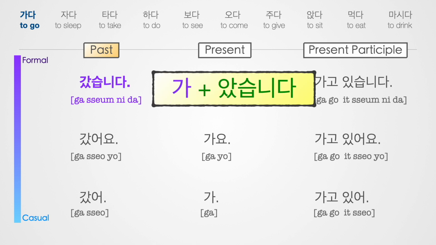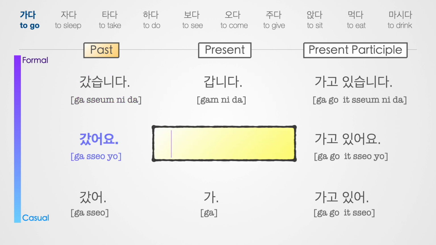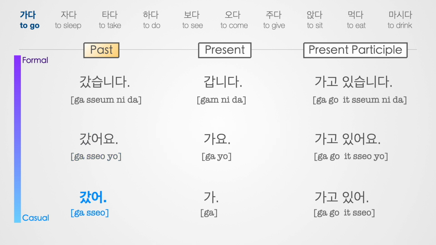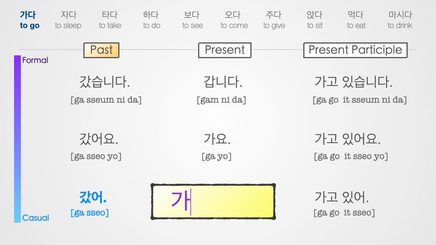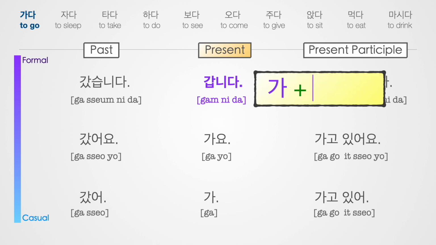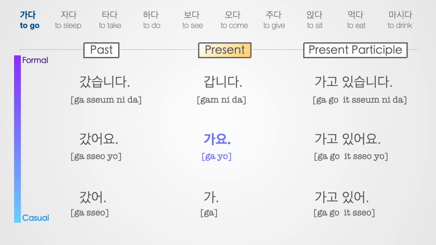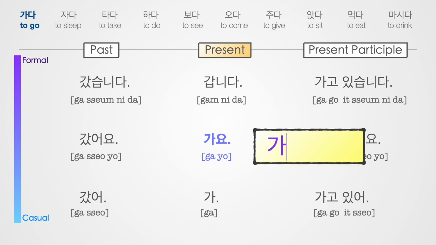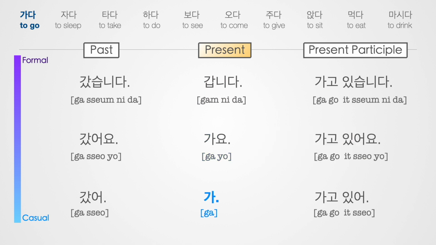가 plus 았습니다 makes 갔습니다. Informal expression 갔어요 is formed by 가 plus 았어요, 갔어요. Casual form of the verb to go in the past tense is 갔어. Moving on to the present tense, the formal expression is 갑니다. Less formal or informal expression is 가요, or you can say casually 가.